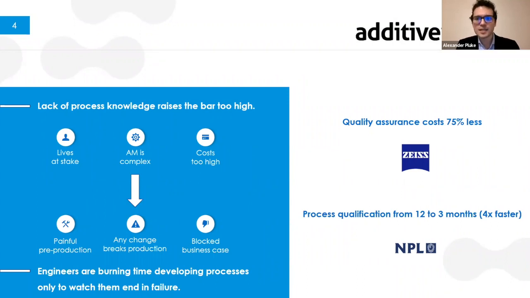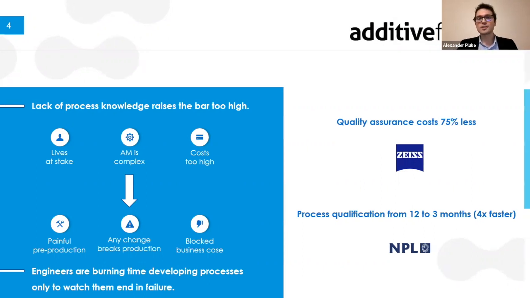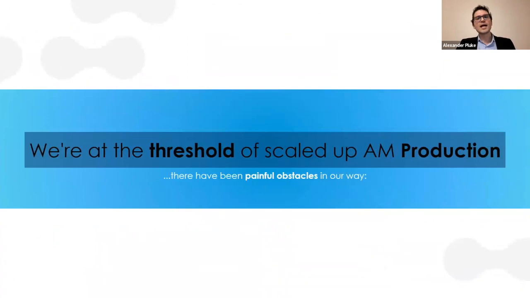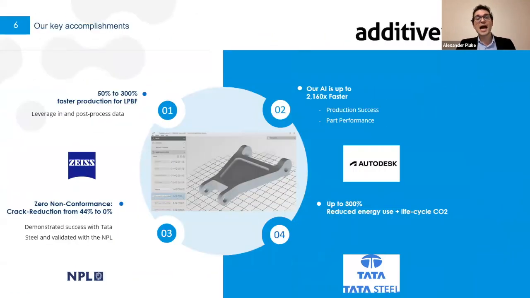So working with people like Zeiss, we've reduced quality assurance costs by 75%. With NPL, we've got a workflow here that will be demonstrated. So we did this process qualification for our technology and applied it to a new material and machine in 3 months. So that's generally, say, 4 times faster than the average time that it takes to develop a new process. And even more than that, we could take those models and scale them. And so let's talk about how that works.